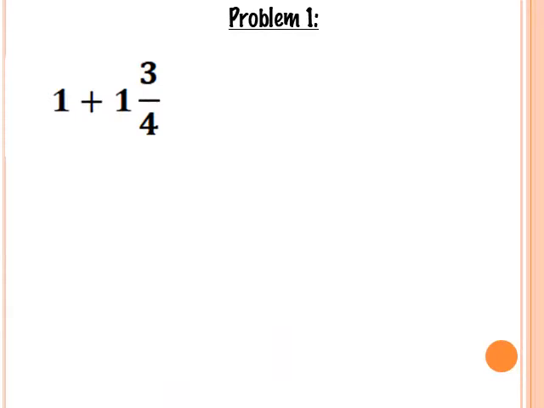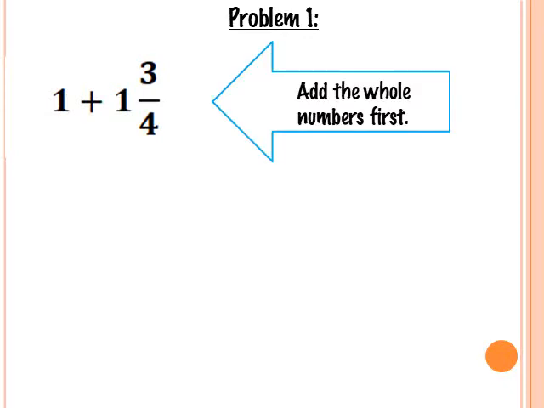Let's look at problem number 1. Problem number 1 is an addition problem. 1 plus 1 and 3/4. Let's see what we need to do first. First, add our whole numbers. Our whole numbers are both of those ones. So when you add 1 and 1, you're going to get 2.